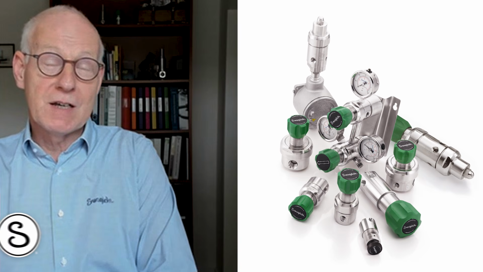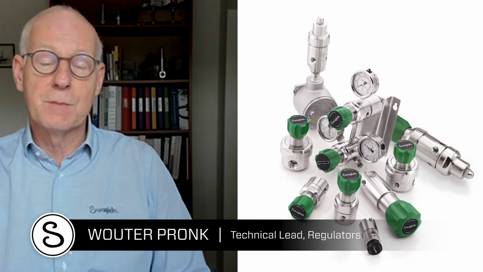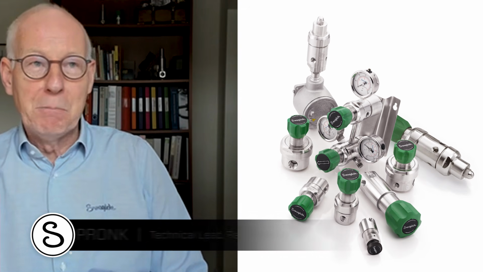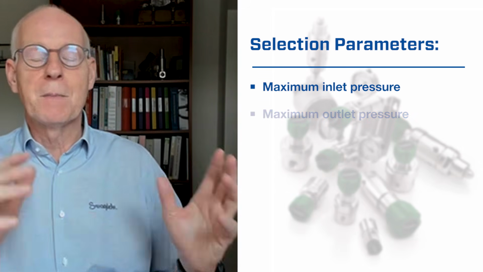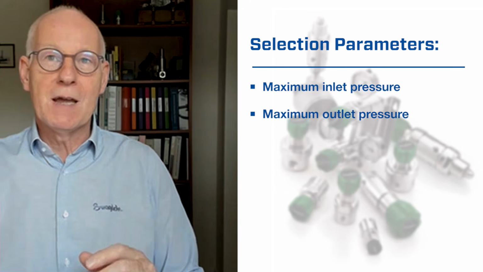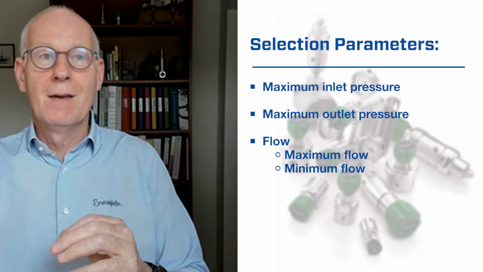If a customer wants to select the correct regulator, he needs to know some very basic parameters, process information. So the most important thing the customer needs to know: what is my maximum inlet pressure, what is my maximum outlet pressure, what is my flow, what is my maximum flow, what's my minimal flow.